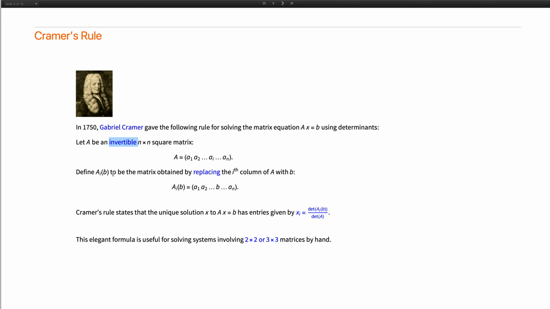What you do is you first define the matrix Ai(b) by simply omitting the ith column and replacing it by the right-hand side b. Then Cramer's rule says that the solution vector x for the system has components given by xi equal to the determinant of Ai(b) over the determinant of A. It's a very simple, elegant formula for solving systems. It works really well for small sizes like 2 by 2 or 3 by 3, and in fact, that's how you might learn this at school or college.